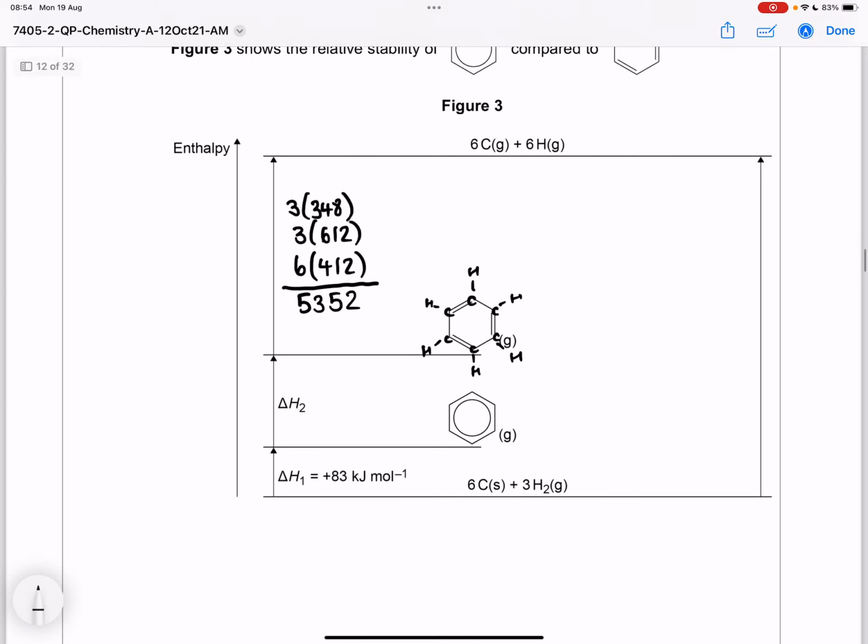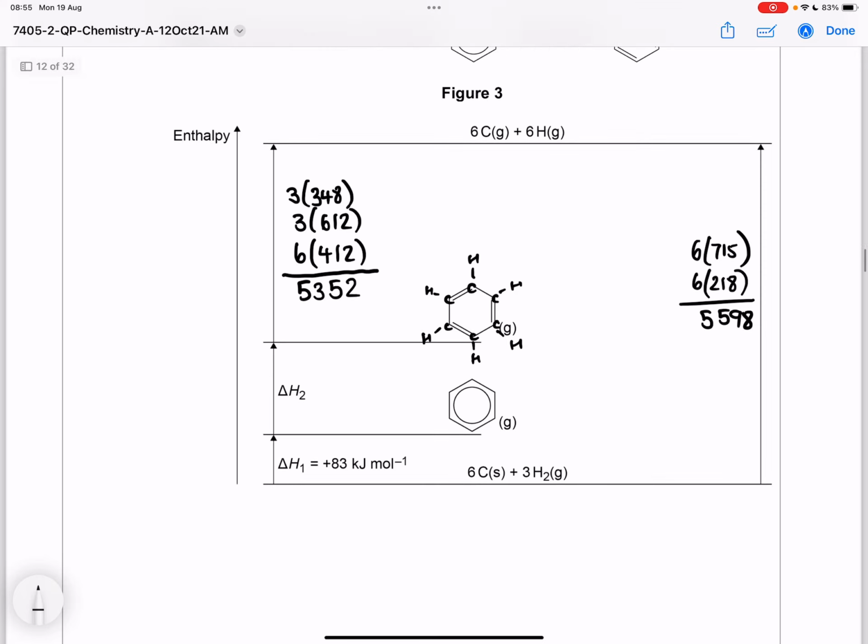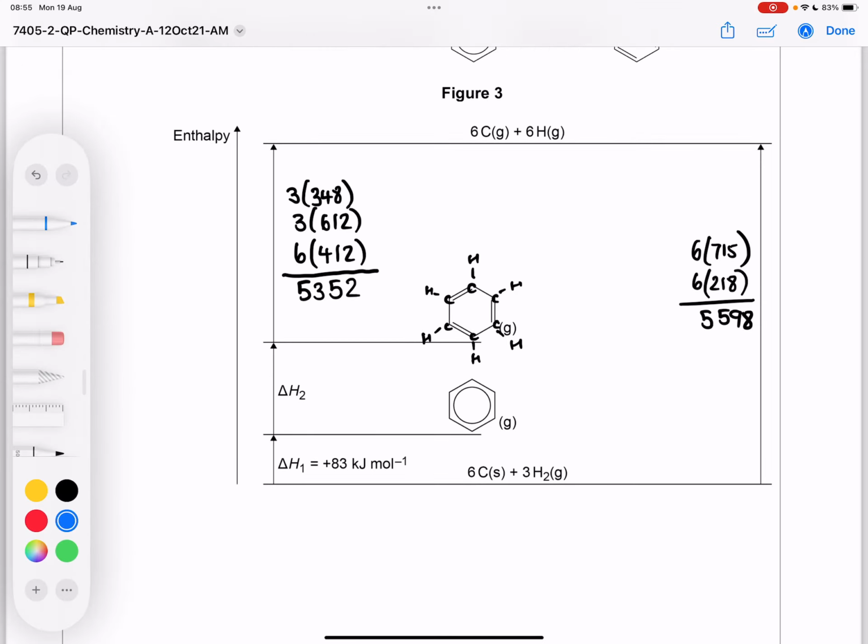5,352. On the right hand side, we're turning 6 carbon solids into 6 carbon gases. So that is 6 lots of atomization, the enthalpy change when 1 mole of gaseous atoms is formed from the element. And then it is 6 lots, because we're turning 3 H2 gases into 6 hydrogen gas atoms. So the enthalpy of atomization is the enthalpy change when 1 mole of gaseous atoms is formed, so we're forming 6 moles of hydrogen atoms. So we can add this side up, and we get 5,598. So according to Hess's law, enthalpy change is independent of route.